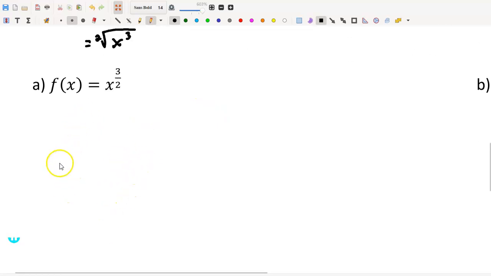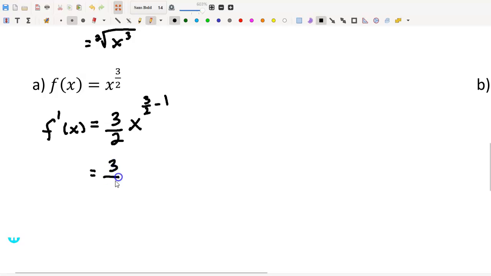So apply the power rule to start off here. Same thing. We have the coefficient coming down, so that's 3 over 2. We have our variable with our exponent, and we're going to subtract 1 from it. Okay. So what is 3/2 minus 1? What is it? 1/2, right?